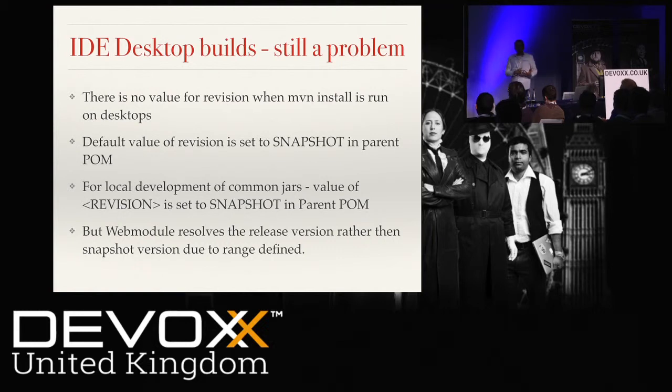But when he builds the web module, the build is not going to resolve to snapshot, because the web module POM has specified a range, which means it is going to resolve to the latest revision number that is there in the repository. That is a challenge. Maybe a solution to that is to have a big random number, the max of integer, as a default value rather than snapshot. I haven't tried that yet.